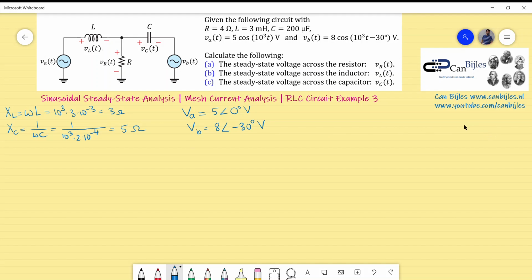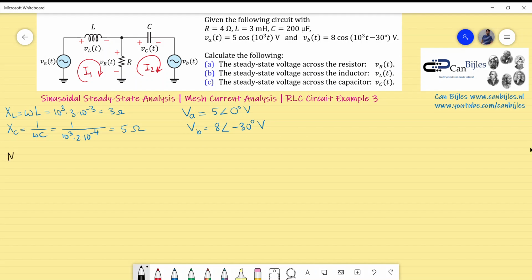Now the next step is determining the mesh currents. We would like to carry out the mesh current analysis, so I will now define the meshes in our circuit. For the left side I will make the mesh like this and denote the phasor current as I1, and this one is I2. So I will have to develop the current equations for mesh 1 and mesh 2.